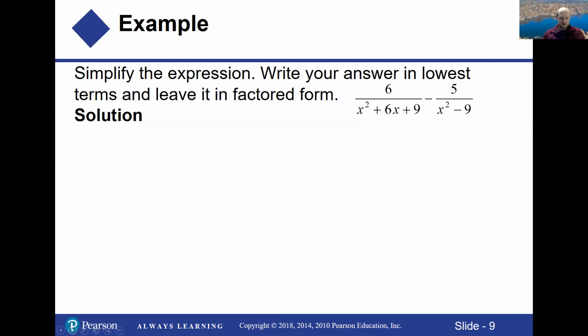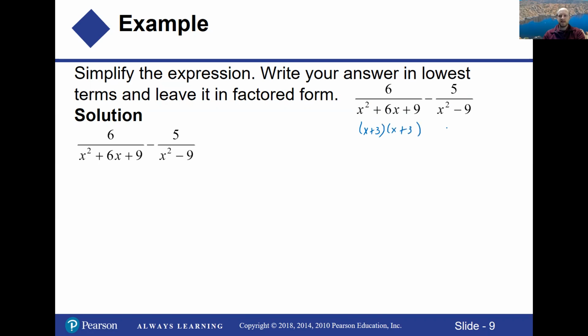Now this one is going to be a little bit harder. Let's simplify this and write our answer in lowest terms and leave it in factored form. So what's the LCD in this case? Well, in order to find the LCD, I need to factor. I haven't really had to do this yet. So I'm going to factor each denominator, and that's going to help me define what the LCD is. So x squared plus 6x plus 9 factors into (x plus 3) times (x plus 3).